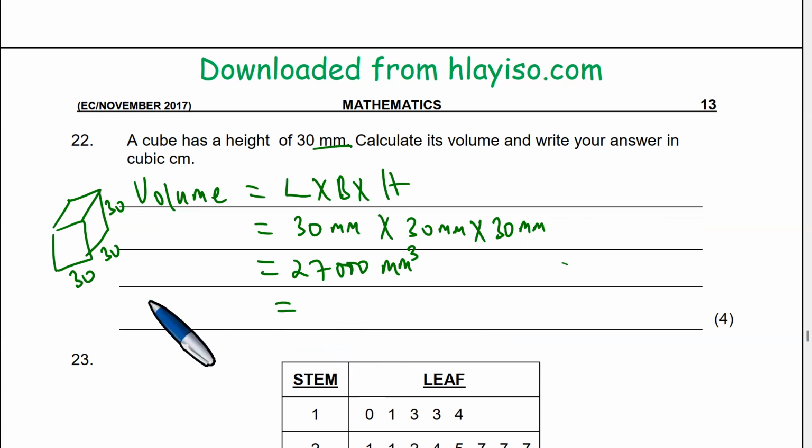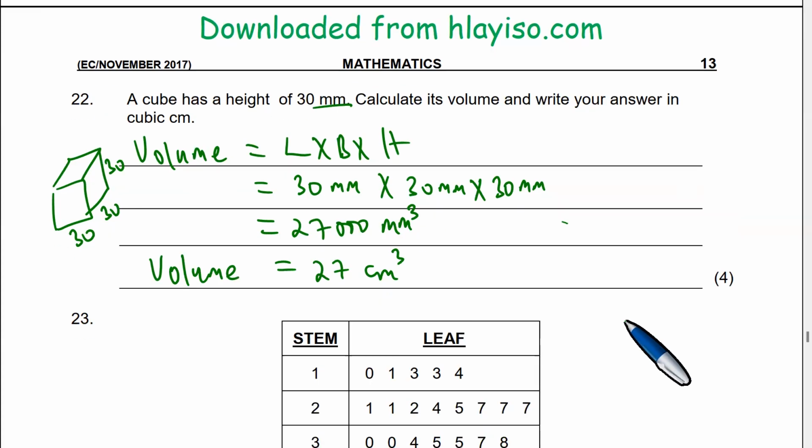Okay, so the volume. Now convert it to centimeters. If you convert it to centimeters, what do you get? How do you convert it to cubic centimeters? You divide by 1,000. Yes, 27. It's 27 cubic centimeters if you divide by 1,000. So that gives you the volume in cubic centimeters of the cube. Okay.